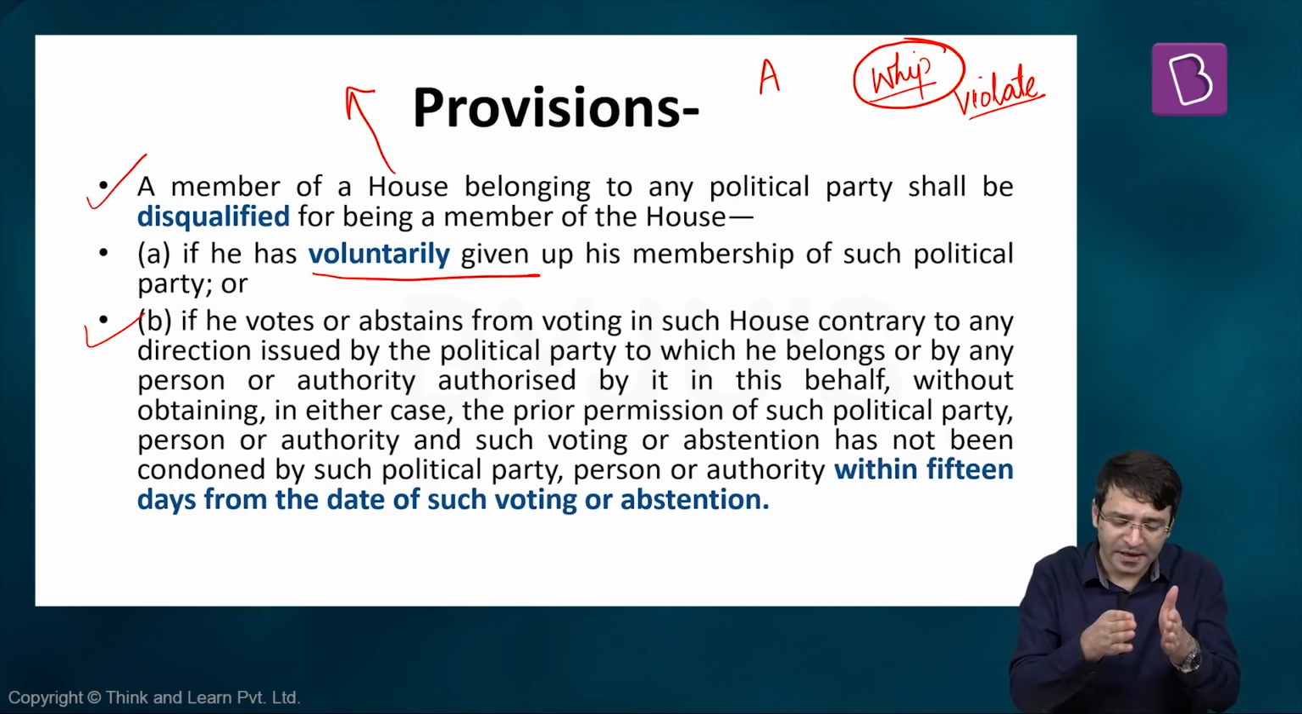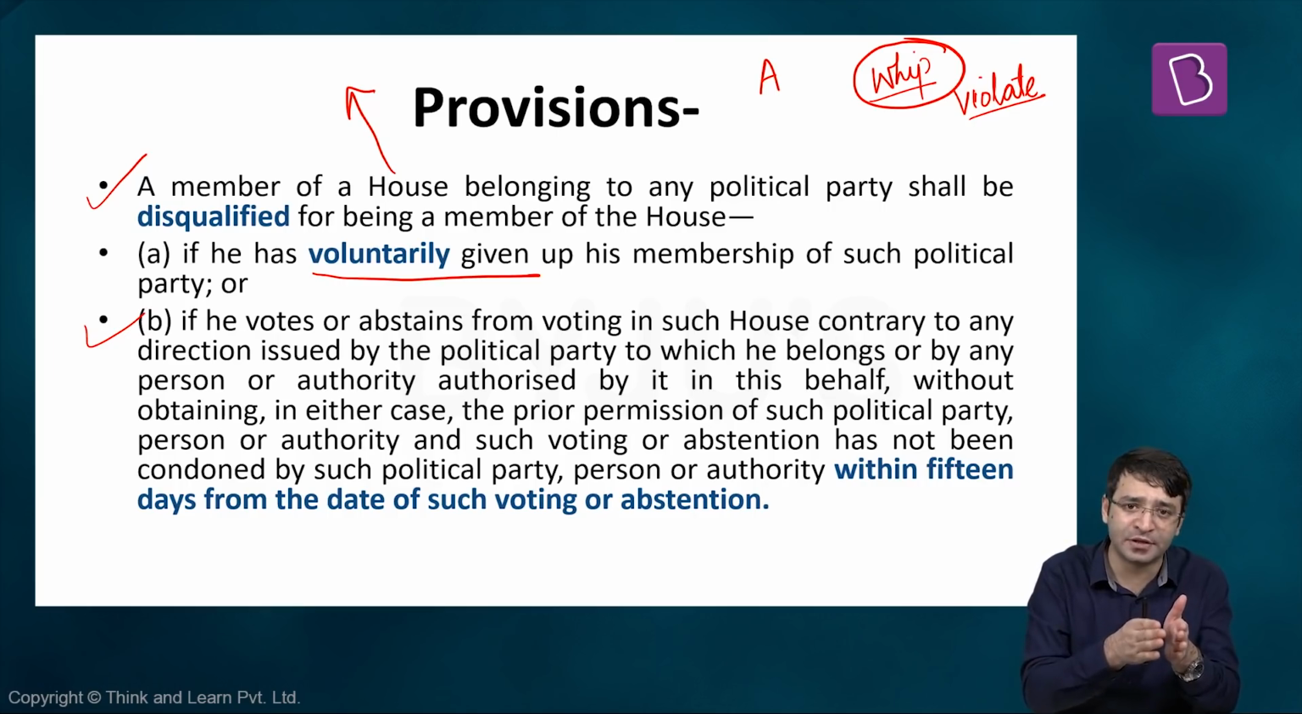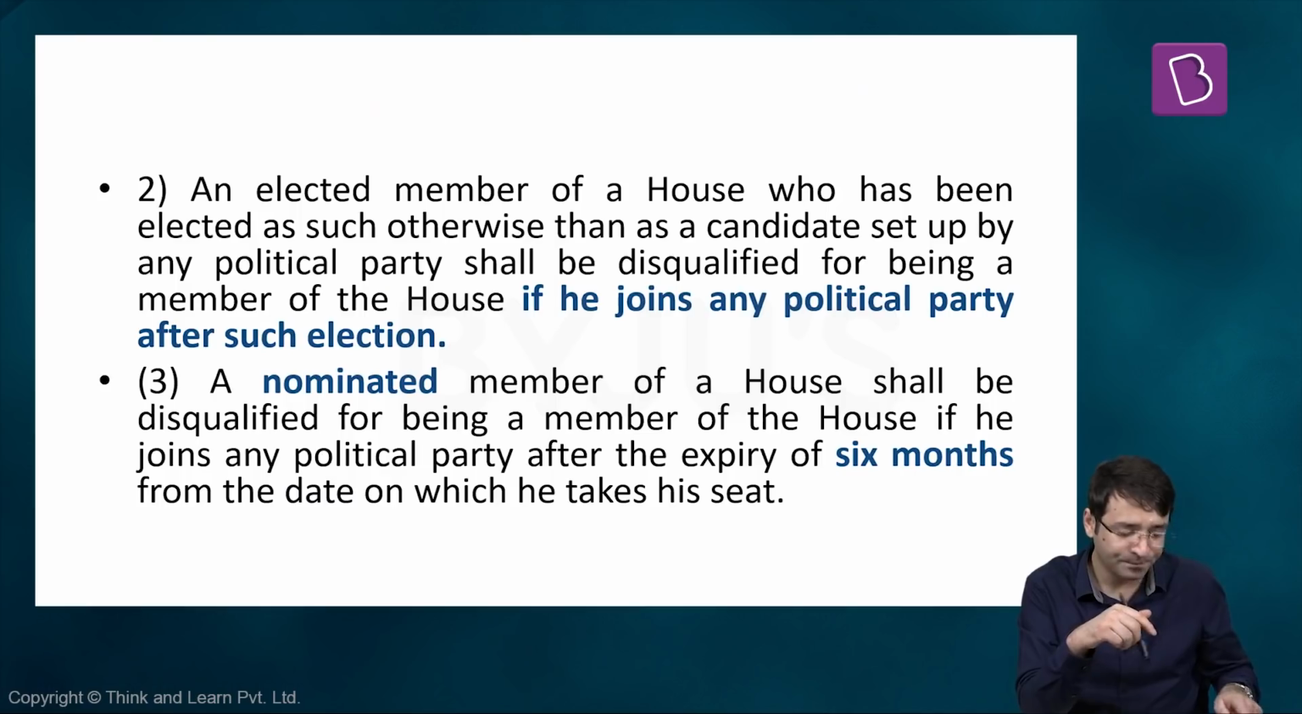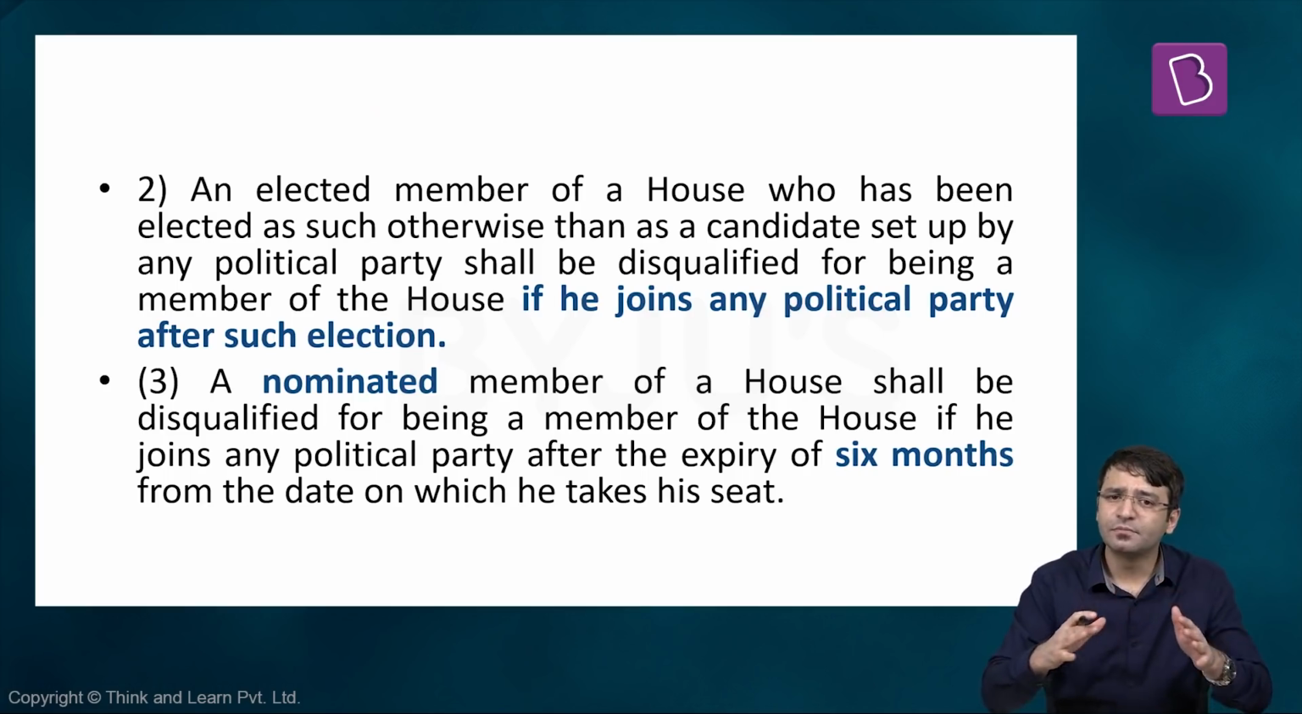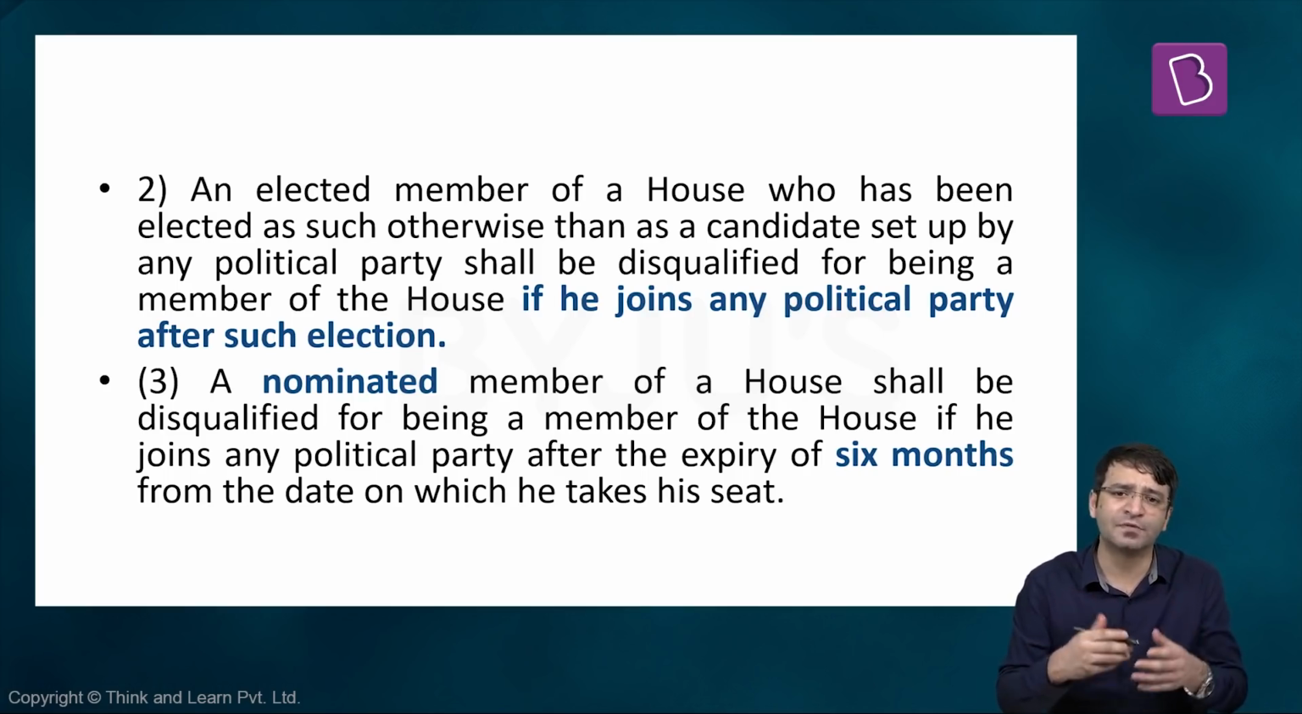Provision number 2, if the whip is issued by a political party, a 3-line whip, and the member of the parliament belonging to your political party, if he or she is violating this 3-line whip, disqualified under anti-defection law. Provision number 3, I am an independent member of the parliament.